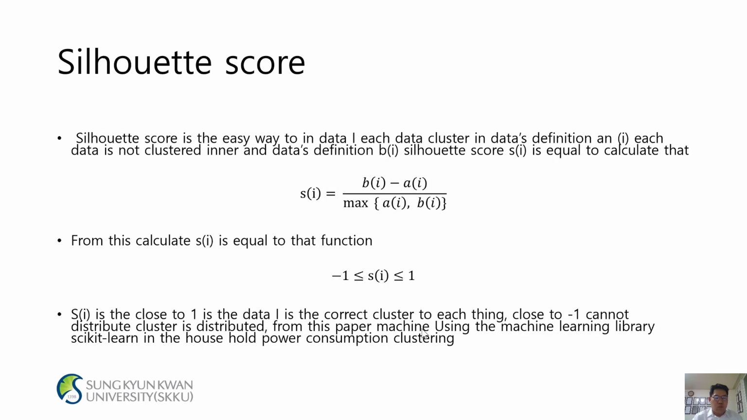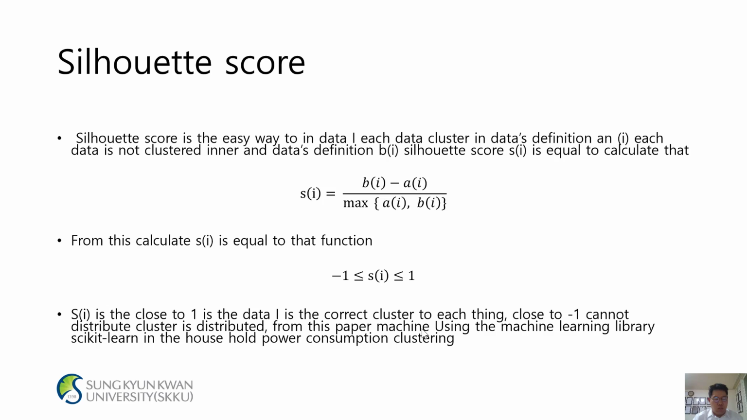Silhouette score. The silhouette score is an easy way to define, for each data point i, how well it fits in its cluster. For each data point i in a cluster, the silhouette score s_i is calculated as s_i equals (b_i minus a_i) divided by max(a_i, b_i). From this calculation, s_i lies between minus 1 and 1. If s_i is close to 1, the data point i is in the correct cluster.